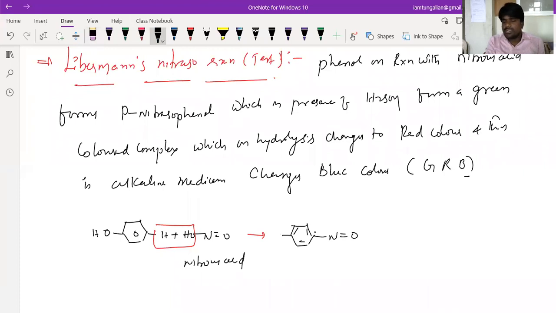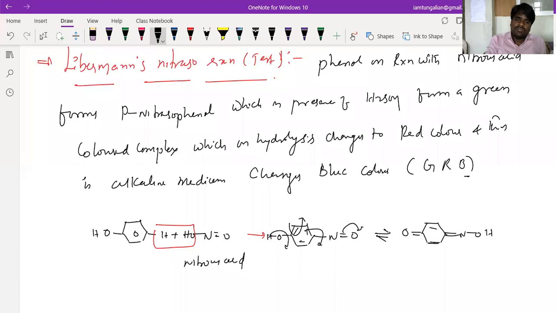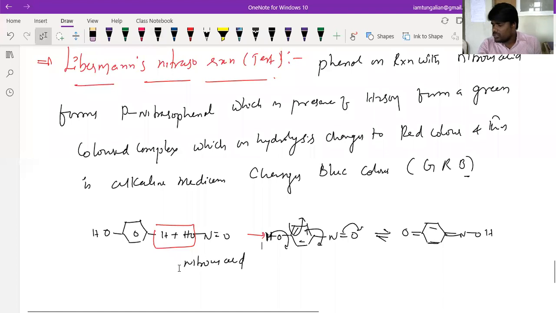How will it rearrange? If you look at it, this bond comes here and this bond goes here. This bond will be shifted here, and this bond will be converted here. This is what you call tautomerization. By that, it will be converted into C double bond NOH. The hydrogen will be shifted from oxygen to nitrogen.